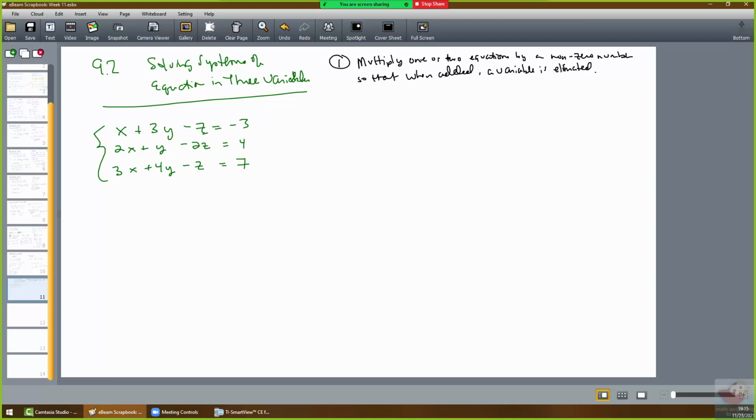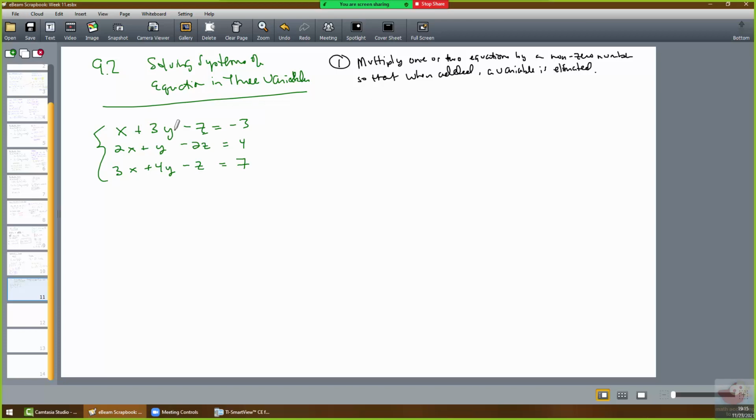Okay, there are some tips, suggestions at best. It's easiest to eliminate a variable whose coefficient is 1 or -1. Notice in each equation, at least one of the variables has a coefficient of 1 or -1. So I would suggest let's just eliminate x because the coefficient's a 1 in the first equation. And we have to pick a pair of equations. I'm going to suggest let's pick the first two equations.